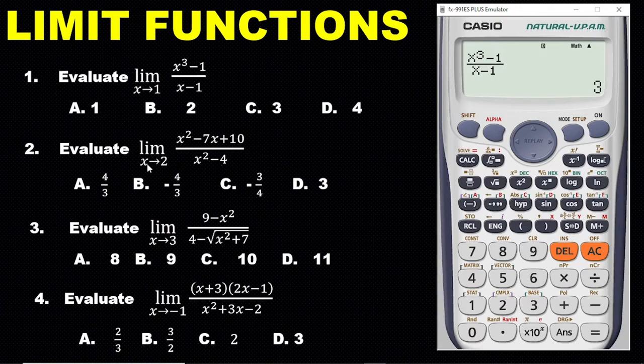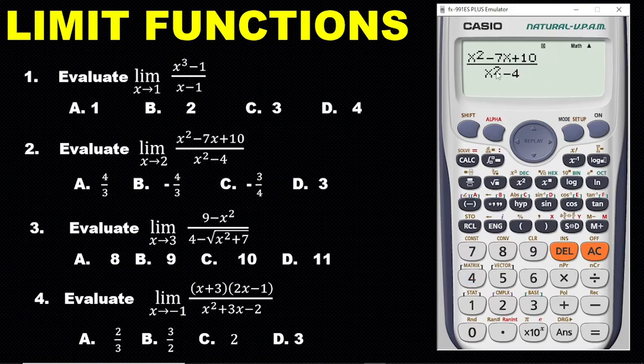The next question: evaluate the limit of x squared minus 7x plus 10 all over x squared minus 4, and the limit is as x is approaching 2. So we enter the expression. We have the fraction button, x squared, and then minus 7x, so 7 alpha x, and then plus 10. We are done with the top. Let's go down. The down one is x squared, so alpha x, we square it, and then minus 4.